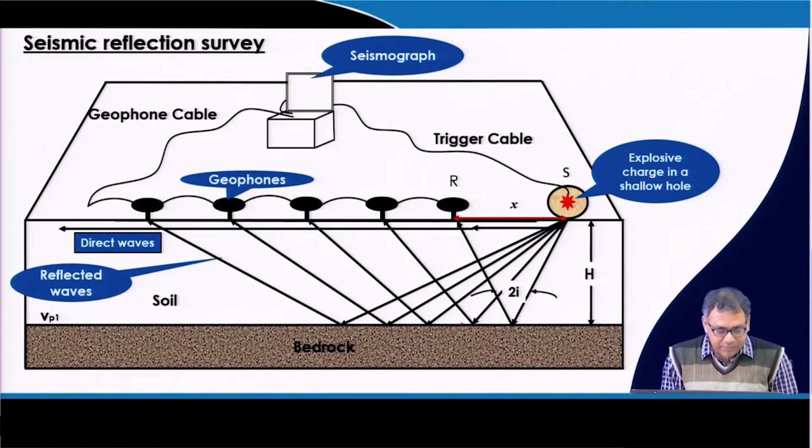In the seismic reflection survey we have one source on the ground surface. Suppose this is the source on the ground surface, and these are the geophones, or these are called receivers. So, this is the source, these are the receivers, and then we generate one source. That source will create a wave, and this wave will reflect from the interface between two layers or the hard strata, and then it will go back to the receiver.